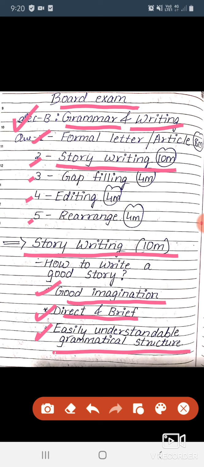The third point, easily understandable grammatical structure. While writing a story in your question paper, make sure that you write easy, small, short sentences which are easy to understand, and also they will have fewer mistakes, so they'll minimize your possibility of getting your marks cut.